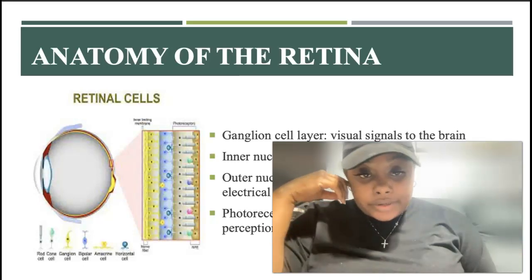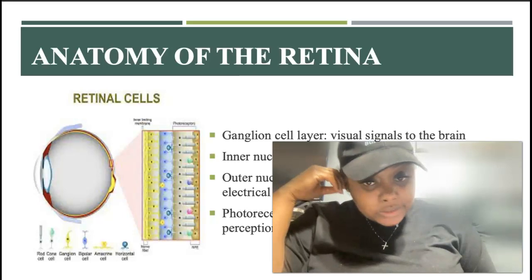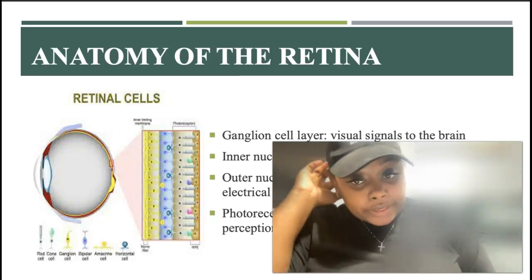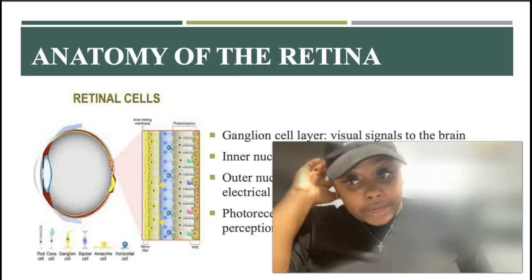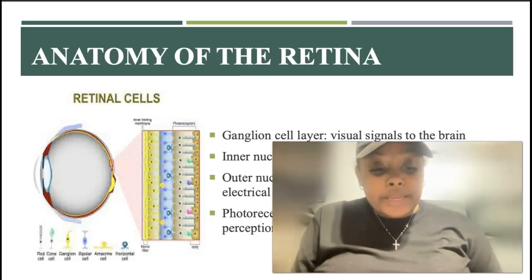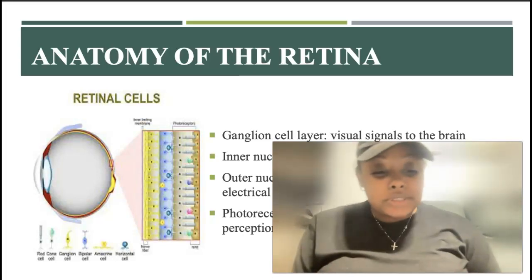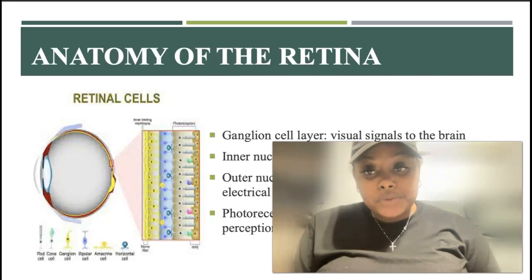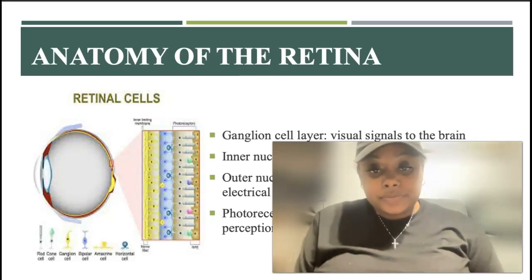The outer nuclear layer contains photoreceptors which convert light into electrical signals. Finally, the photoreceptor layer contains rods and cones responsible for color and light perception. This is where the image gets translated into neural impulses, which travel to the brain for visual perception.